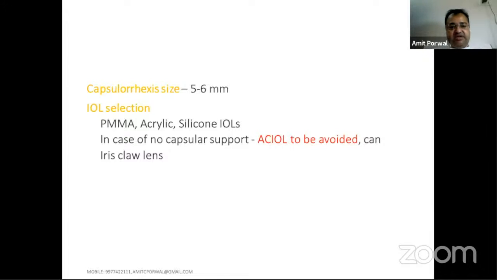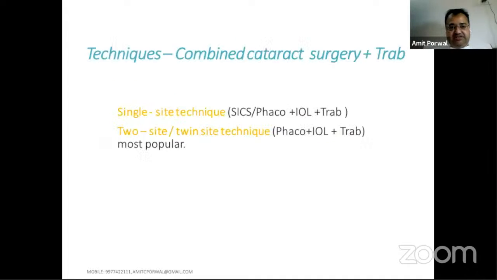Coming to IOL selection, you can inject a PMMA, acrylic or silicone IOL. In case of no capsular support, there's a big no for AC IOL. AC IOL has to be avoided when you're doing a phaco-trabeculectomy. You can use an iris-claw lens.